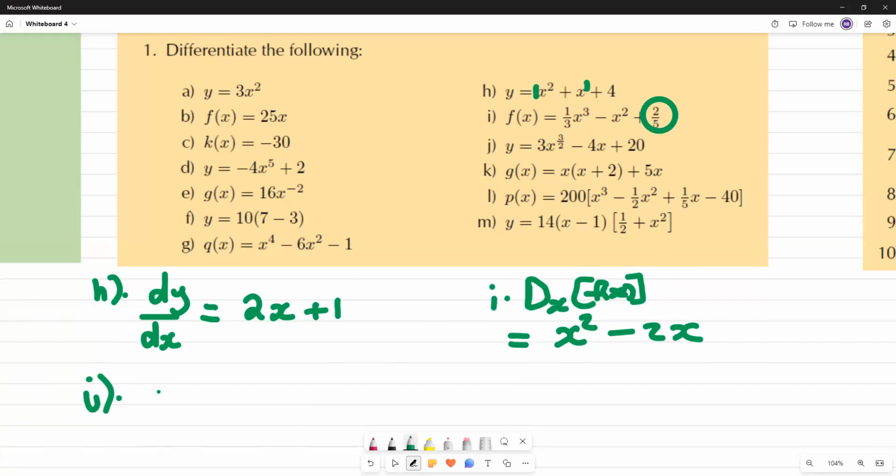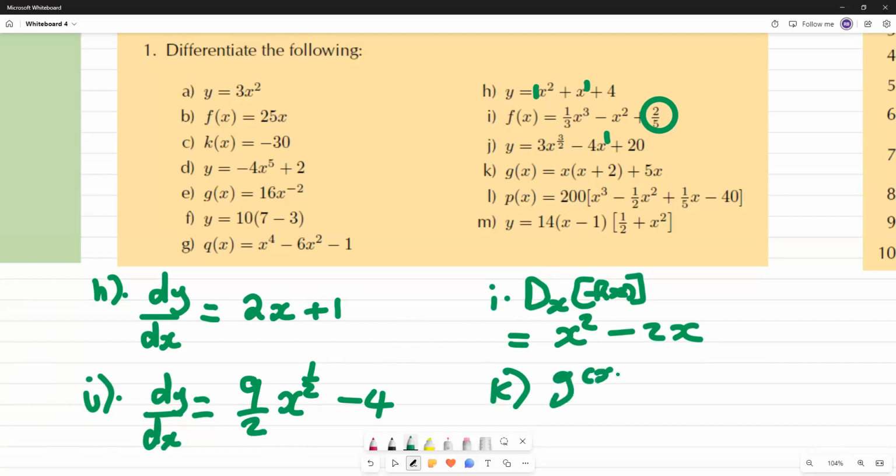I'm looking for dy over dx, which is basically going to be 9 over 2, because 3 times 3 over 2 is 9 over 2. Then I'm going to have x to the power half, because I'm taking away 1 there. Then I'm going to have minus 4, because 1 times minus 4 is minus 4. And then here I'm going to be left with x to the power 0 when I take away 1. And then the derivative of a constant is 0, right? Perfect. Now let's do K.